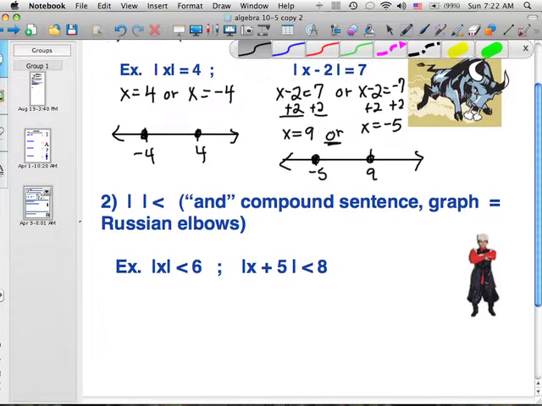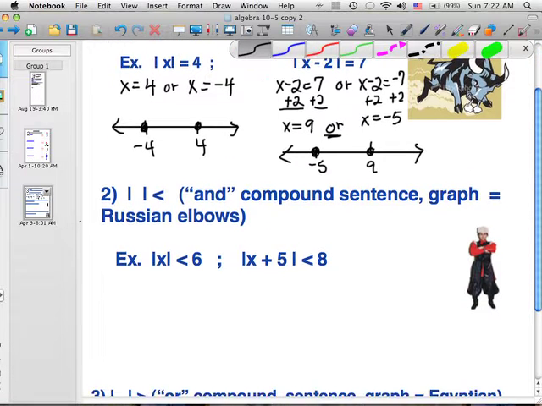Now the next type would be absolute value less than something, and that's a compound sentence, an and sentence, and I call these the Russian elbows. Because when you graph, you're going to have numbers between. So if you think of your arms as the solid line, your elbows as the dots, you get to include your elbow or you don't. And if you would like to dance, go ahead. So this first one says x is between, remember, x is less than 6, and x is greater than negative 6. That's the between problem.